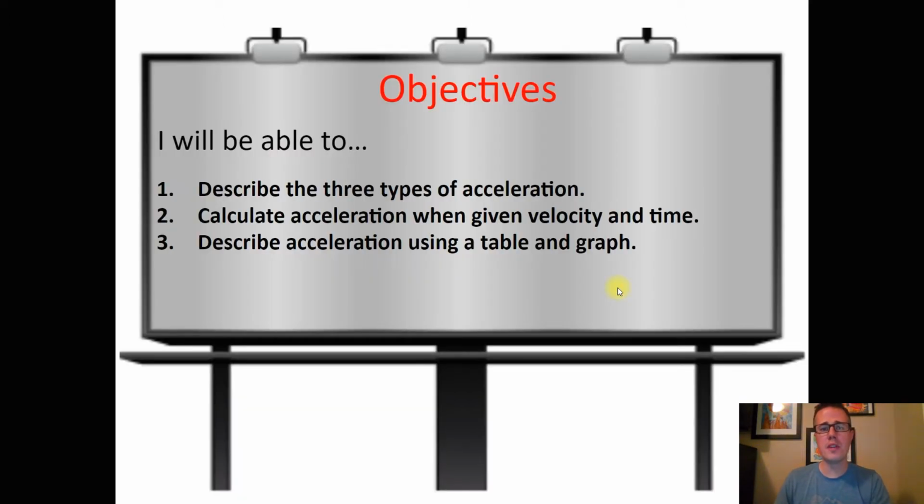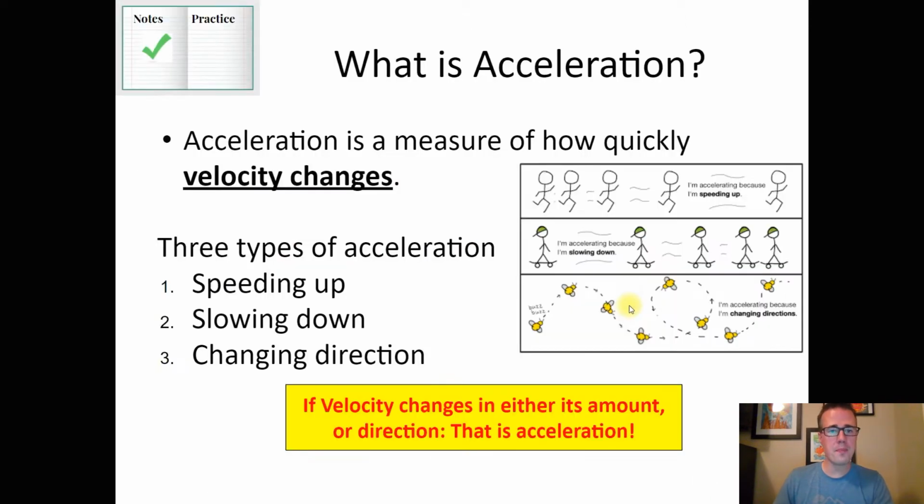The objectives that you have for today look like these. The first one is to be able to describe the 3 types of acceleration, which we've actually already talked about a little bit. Objective number 2 is to calculate acceleration when I give you 2 other variables, and then use acceleration or describe acceleration in a table and a graph. So these are the 3 things we're going to look at today.